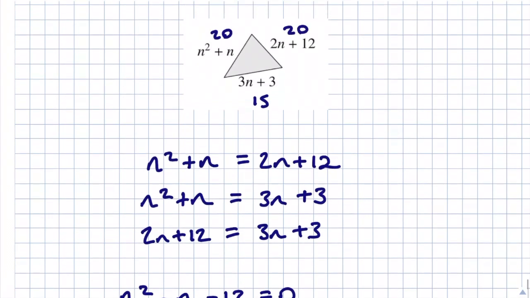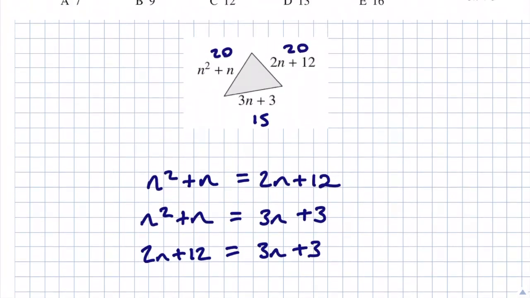Now what about n equals minus 3? If we rub these out, for n squared plus n, we're going to have minus 3 squared minus 3, so that's going to be 9 minus 3, which is 6. And substitute that into 2n plus 12. We're going to get minus 6 plus 12, which is 6. And then substitute that into the bottom length. We're going to get 3n, 3 times minus 3, which is minus 9, plus 3 is minus 6.